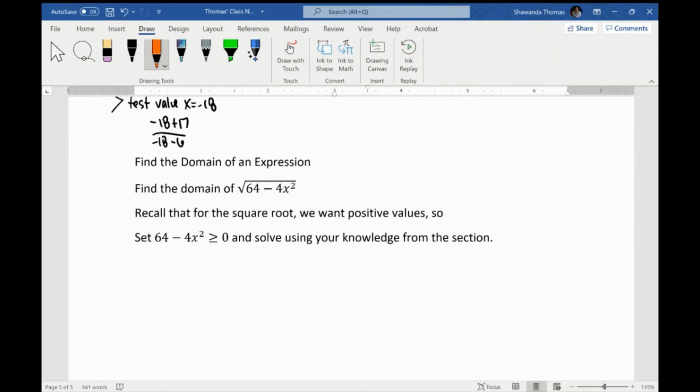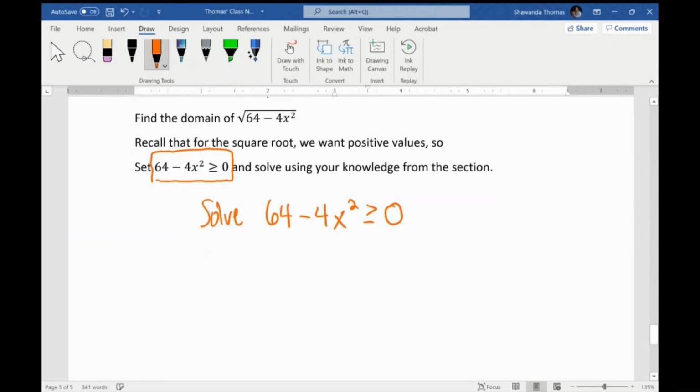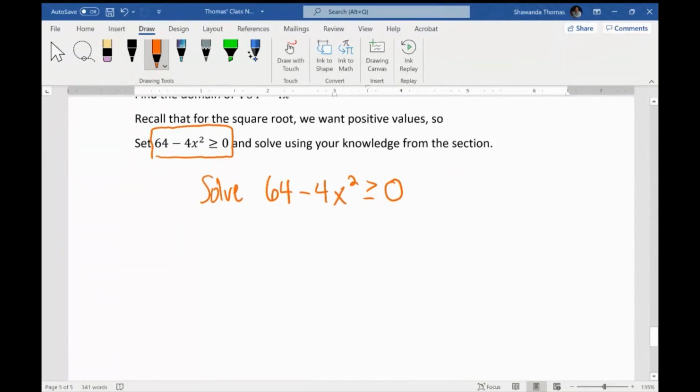Here's what we want. We want to set 64 minus 4x squared greater than or equal to 0, because we want everything under the radical to be greater than or equal to 0. All right, so what we're going to do is solve 64 minus 4x squared greater than or equal to 0 using the knowledge we have learned from this section.